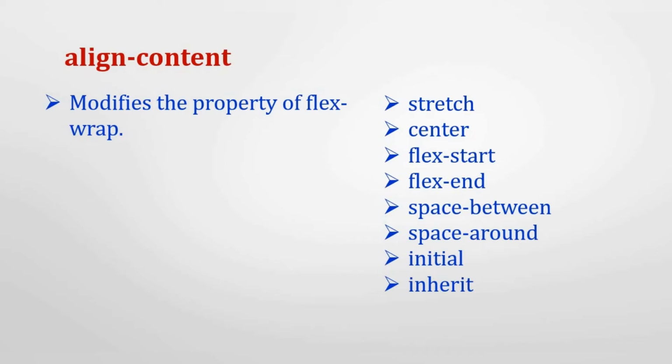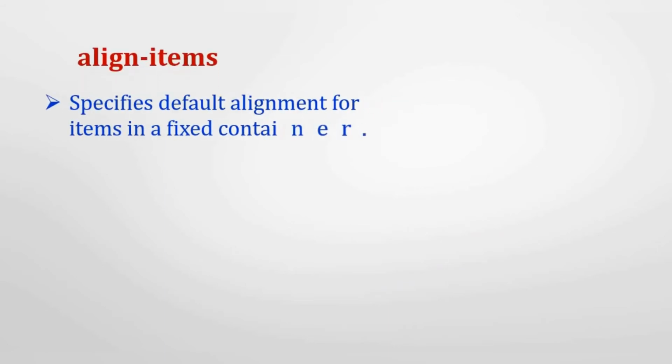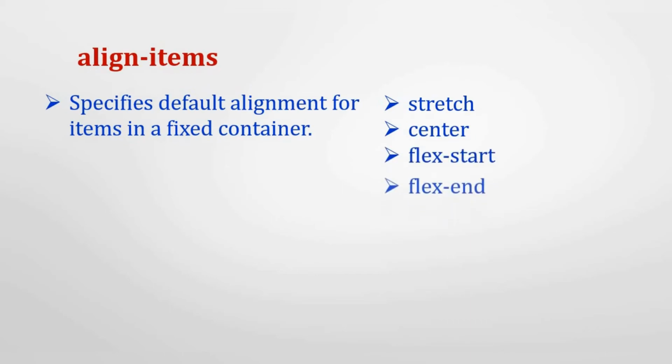Along with this we can learn about align items also, and after that we can have a demonstration of both. So let's move on to align items. What align items will do is, you can specify a default alignment for each item inside your container. This is the rule of the align items property. Similar to align content, the values that align items can take are stretch, center, flex start, flex end, baseline, inherit and initial.